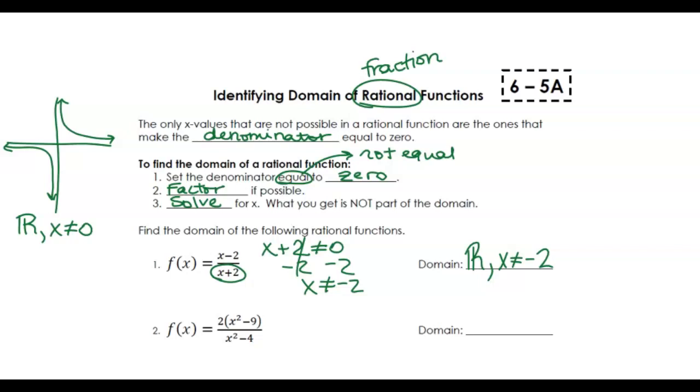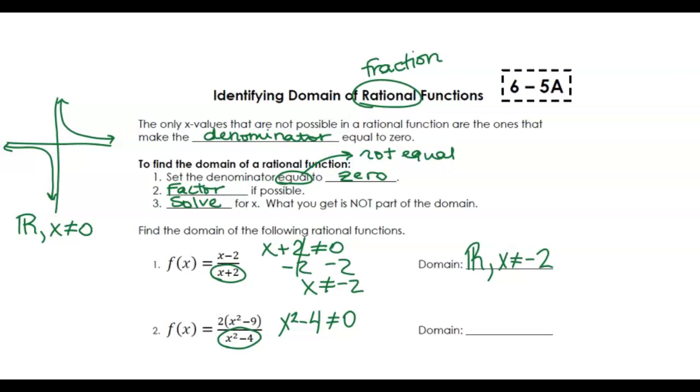So again, we really don't care about the numerator right now. We're just determining whether the denominator equals 0 at certain x values. So on number 2, what do I need to look at? The denominator. So if I look at the denominator, I've got x squared minus 4, and I need to set it what? Not equal to 0. You bet. Not equal to 0.